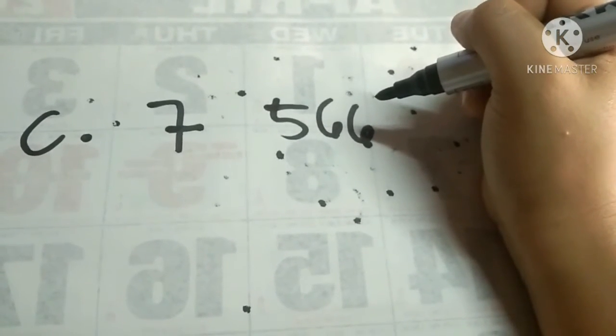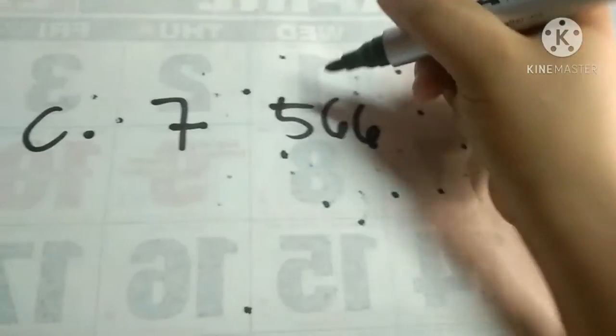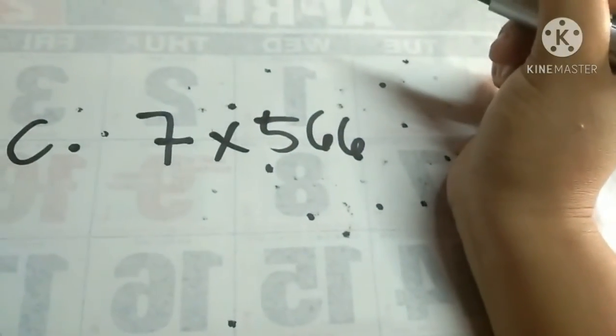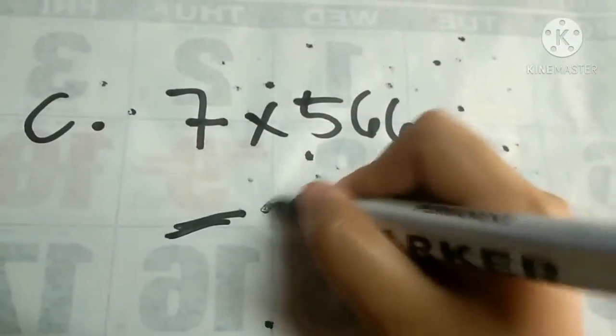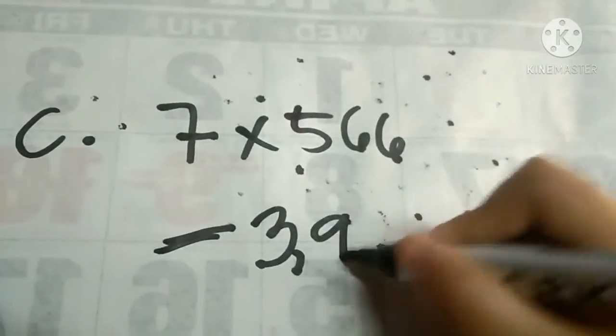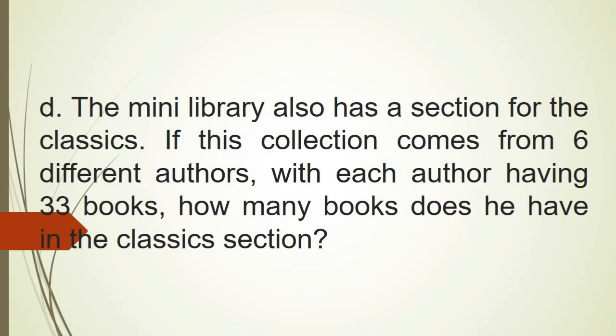So using the multiplication, multiply the 7 times 566 to get the answer. So the answer here is 3,962. Letter D. The mini library also has a section for the classics. If this collection comes from 6 different authors, with each author having 33 books, how many books does he have in the classics section?